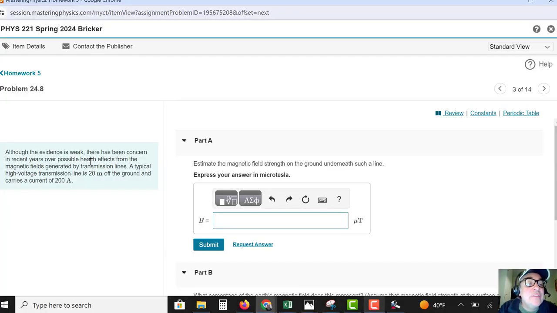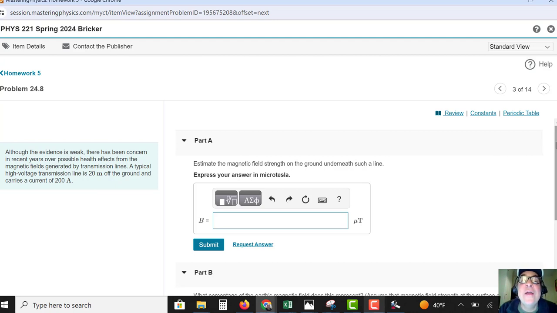Okay, although the evidence is weak, there has been concern in recent years about possible health effects from the magnetic fields generated by transmission lines. We know magnetic fields are created by currents, so we want to see what the amount of magnetic field actually is for a given current. A typical high voltage transmission line is 20 meters off the ground and carries 200 amps. Estimate the magnetic field strength on the line below it.